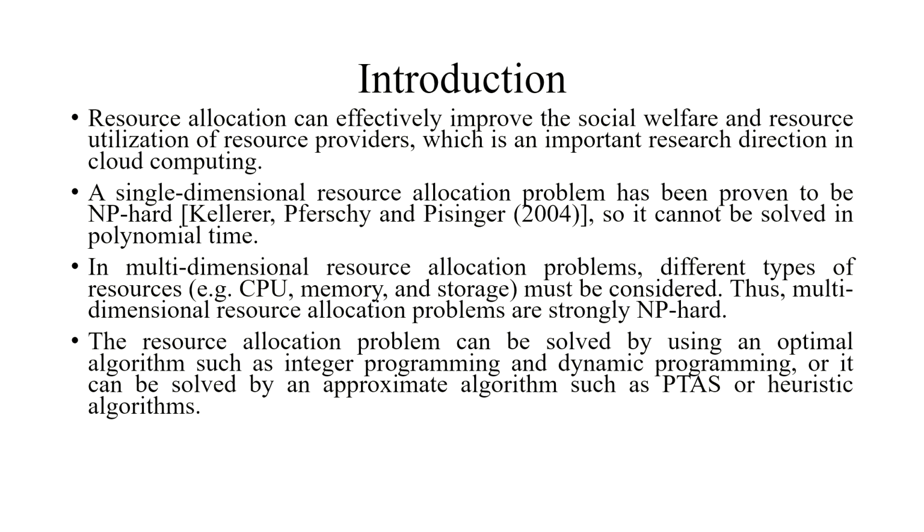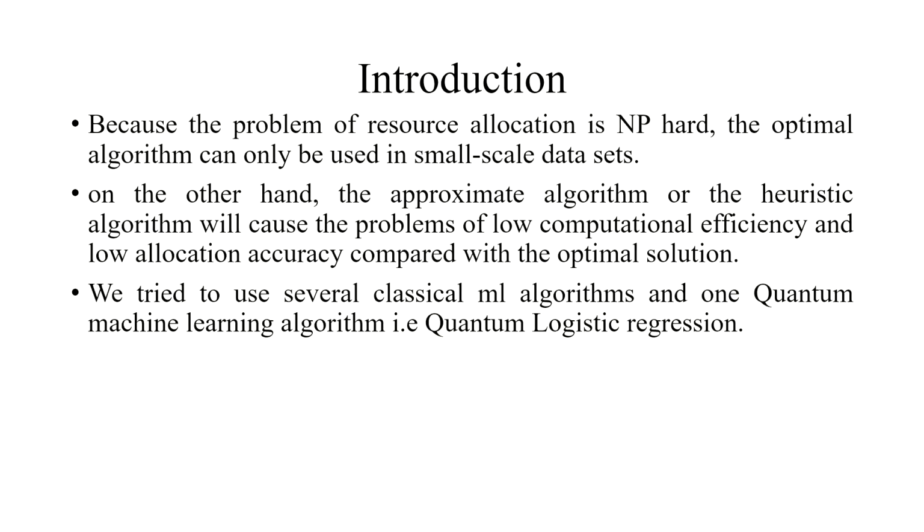The resource allocation problem can be solved by using optimal algorithms such as integer programming and dynamic programming. It can be solved by an approximate algorithm such as PTAS or heuristic algorithms. Because the problem of resource allocation is NP-hard, the optimal algorithms can only be used on small scale data sets. On the other hand, the approximate algorithms or the heuristic algorithms only cause the problems of low computational efficiency and low allocation accuracy compared with the optimal solution.